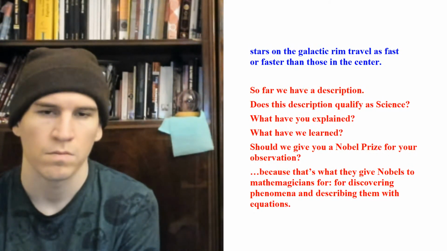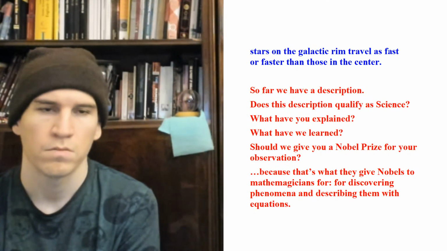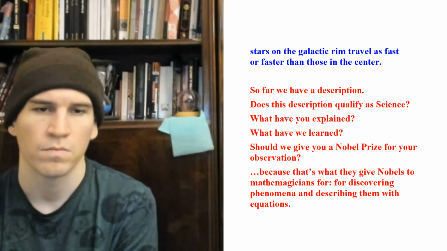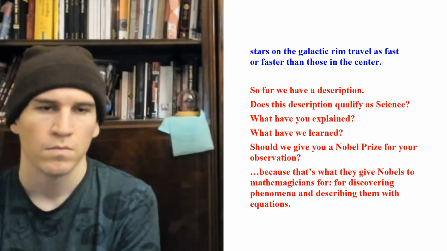They give Nobels to mathematicians for what? For discovering phenomena and describing them with equations. That's what they think is science. And so this is where they give all these prizes because they say, oh, that's science. No, that's not science. It's describing something, saying, oh, I found this specific behavior in nature. Okay, you found it, and it raises a scientific question, I guess.